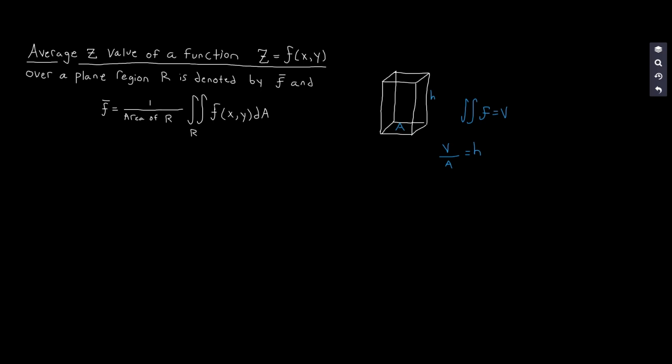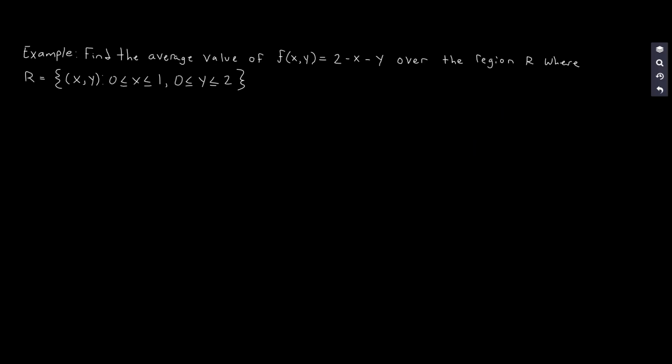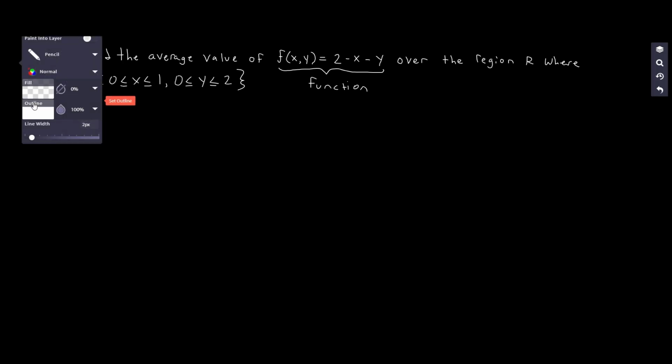So let's work through an example. It says find the average value of f of x and y, which equals 2 minus x minus y, over R. R tells us that x is going to be between 0 and 1, and y is going to be between 0 and 2. So this is the function. The region is in the xy plane, x goes from 0 to 1 and y goes from 0 to 2. So we know how to draw this out.